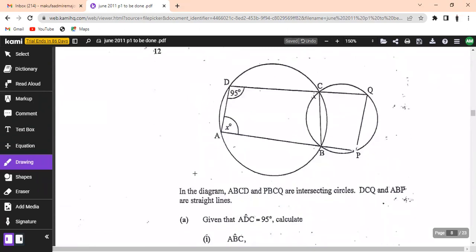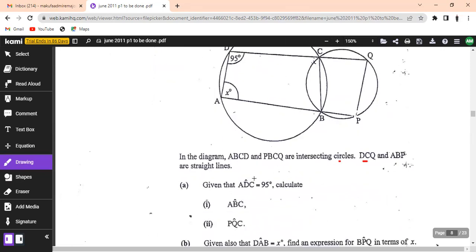And number 12, we are given that in the diagram ABCD is a quadrilateral, as you can see, but they are intersecting circles, B, C, D, and all these are straight lines. So B, D here to C to Q, and A, B to P, these are actually straight lines. So the question is to calculate ABC. So what is the angle ABC? That is the first question. If you're given that this is 95 degrees, therefore, what is angle ABC?